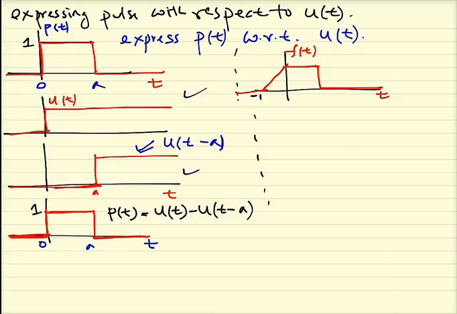and if I ask you to express this signal, the question is: express f of t in terms of u of t, right? So how do you express that?